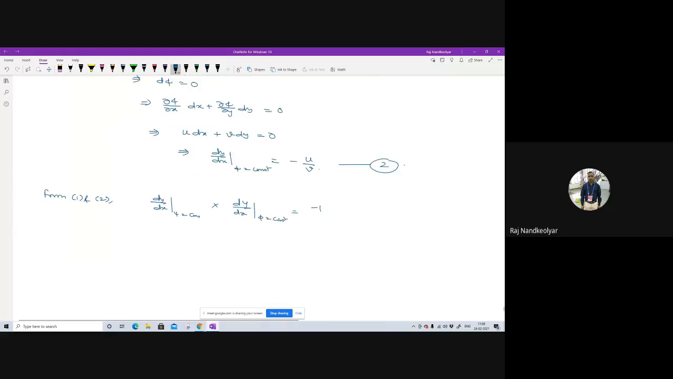So this is valid provided uv not equal to 0. That is, this intersection is happening where there is no stagnation point. So at that point, the point is not a stagnation point. Otherwise, the slopes will not be valid. Stagnation point.